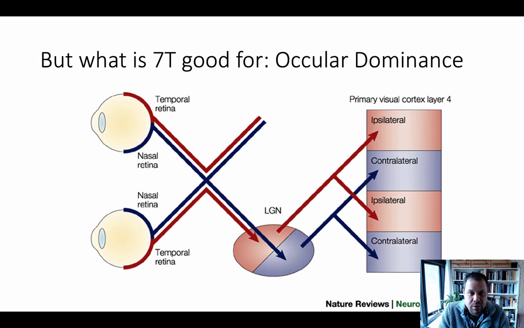Let's then have a look at what 7T can be good for. This is one example we'll discuss here from the literature that demonstrates ocular dominance columns in the human brain using a 7T MRI scanner.